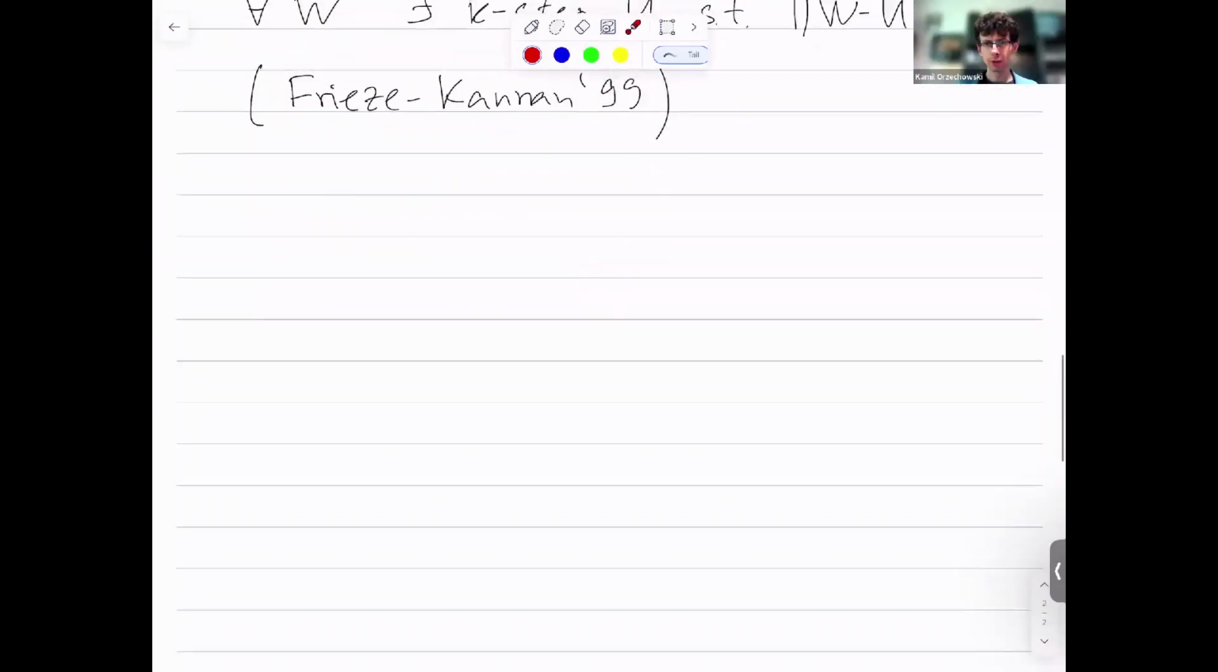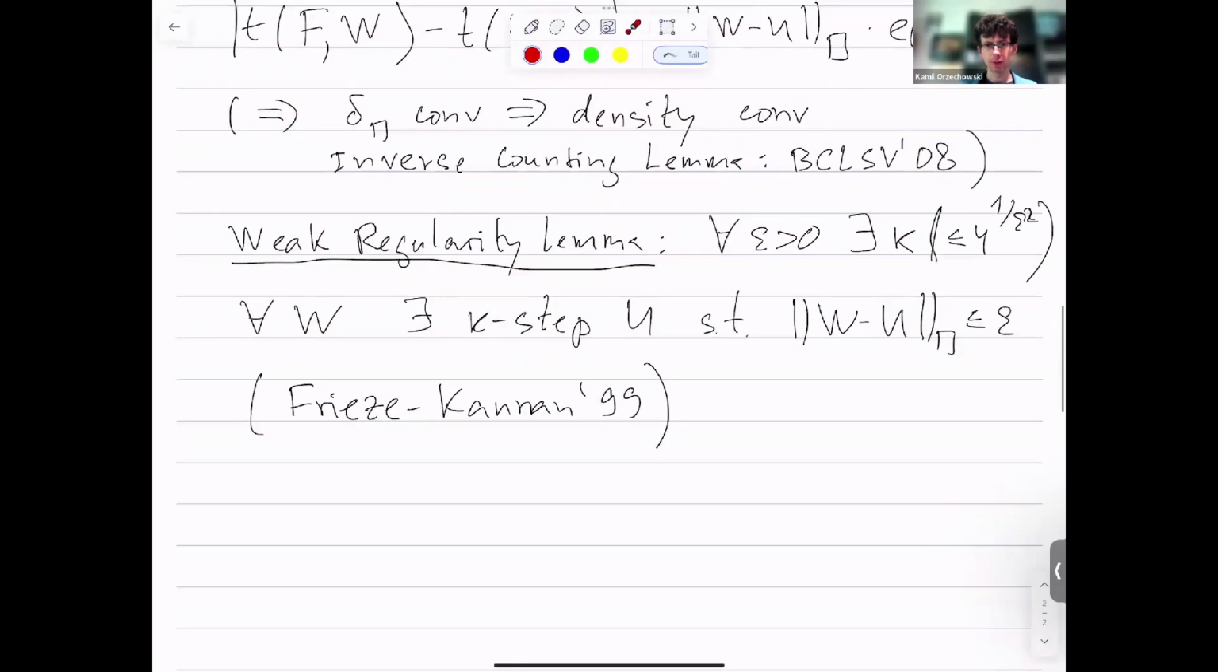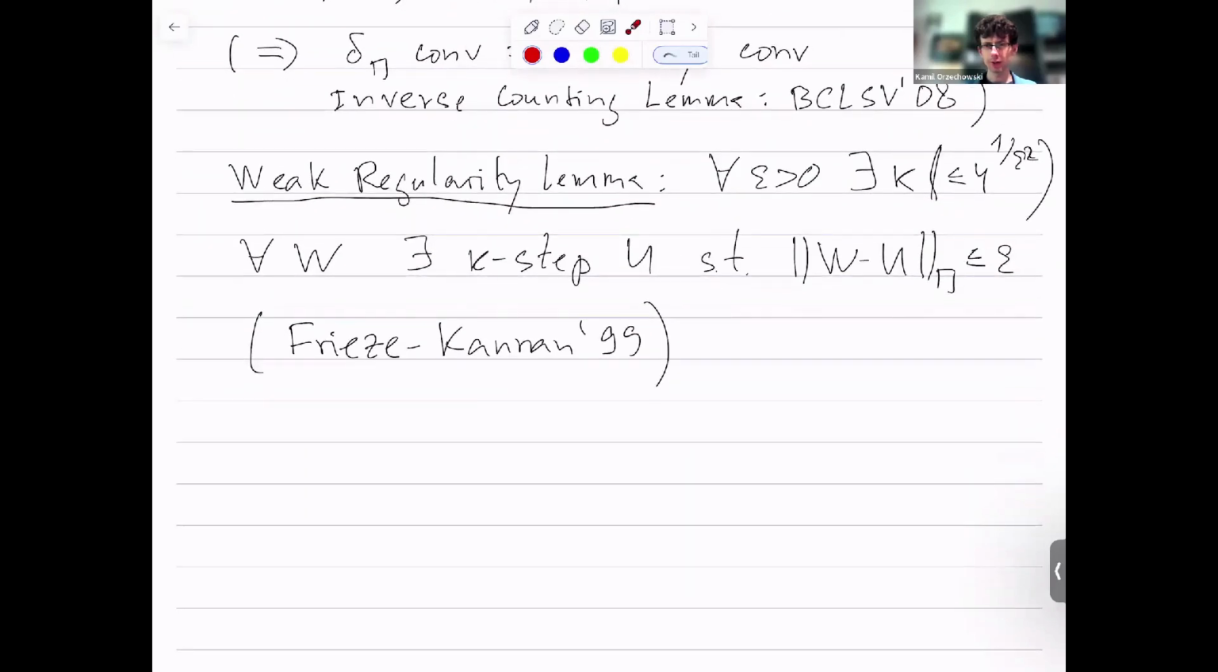Can I have a question? Yeah. The step graphon is such a graphon that has finitely many values and only on some rectangles. Yeah, I haven't defined it yet. It's a very good question. So what is a step graphon?